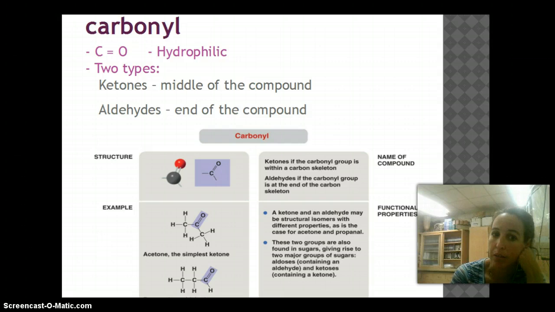Then we have carbonyl. There's two types of carbonyls. Carbonyl is a carbon with double bonded oxygen to it. They are also hydrophilic. And you have two types based on where that double bonded oxygen is located. You have a ketone, and that's if it's in the middle of the compound. So like in this example you see here, you have 3 carbons. This would be the simplest ketone because it's in the middle of your compound. Aldehydes, it's at the end. So again, the difference is where it's located, and it'll give it different properties. Okay.